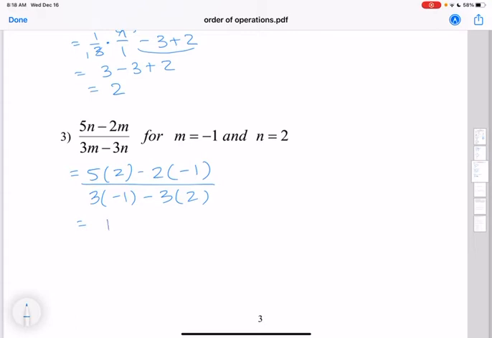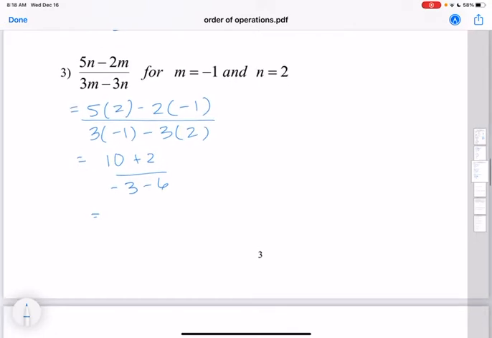So 5 times 2, I get 10. A -2 times -1, I get a +2. 3 times -1, I get a -3. And then a -3 times 2, I get a -6. Let's go and add across the top and across the bottom. 10 and 2, I get 12. Over -3 minus 6 would be a -9. And then we can reduce that because 12 over 9 is really 4 over 3. And a lot of times I see people write it like this. They like to show me like divided by 3, top and bottom. So 12 divided by 3 is 4 over that -3. So a -4/3.